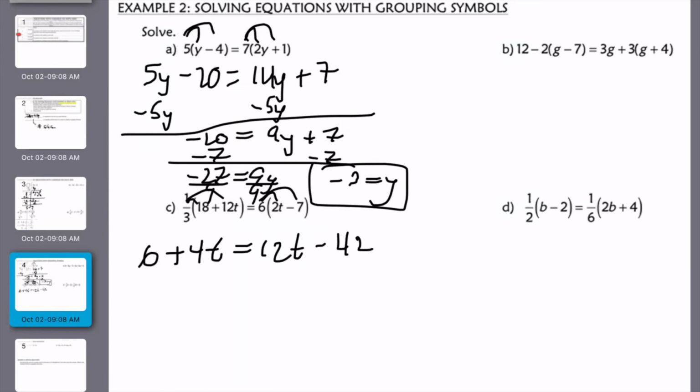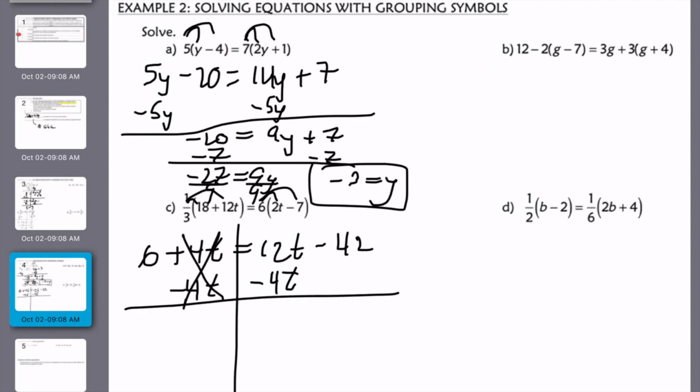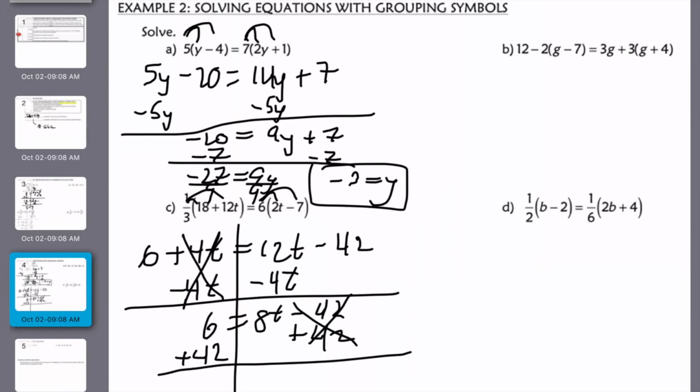So again, I'm going to move all of my variables so that they're on the same side. So I'm going to subtract by 4t on both sides. Cancels that out over there, and I'm left with 6 equals 8t minus 42. Now I'm going to add by 42 on both sides, and that eliminates that right there. Plus 42, and I'm left with 48 equals 8t. And since it's 8 times t, I need to divide by 8 to get rid of it. And I'm left with 6 equals t.